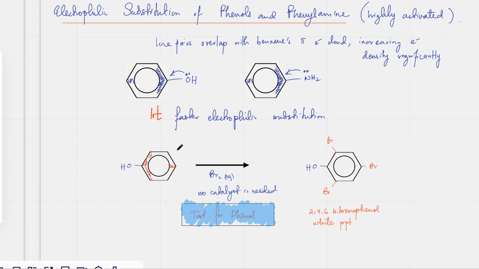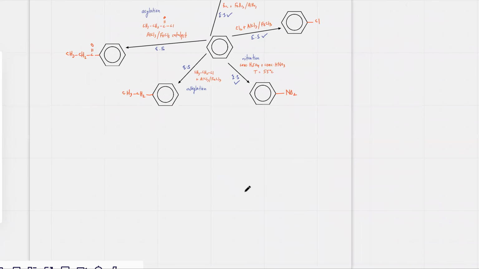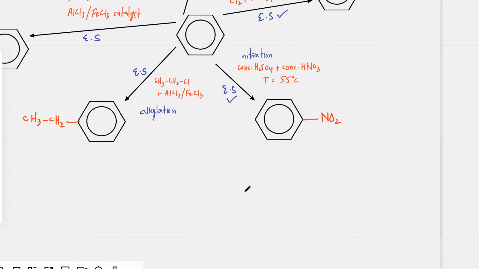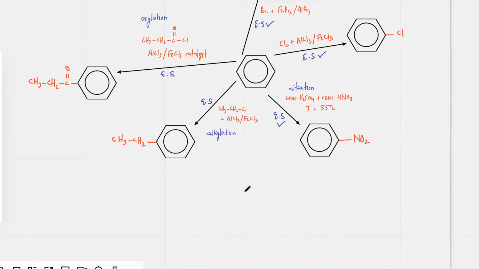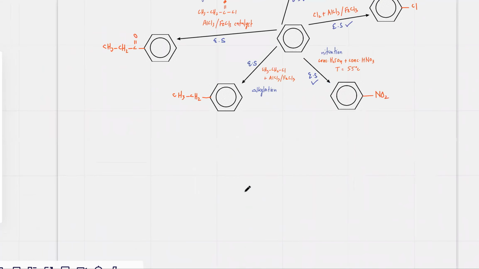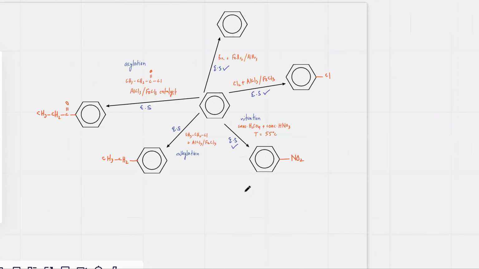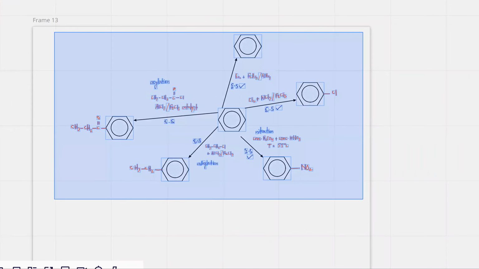So it's going to be a lot faster electrophilic substitution reaction, and no catalyst would be needed in this case. So the conditions kind of change. I'm going to add this to the chart that we were making. I've got an alkyl chain here. Same thing with phenols. You get exactly the same electrophilic substitution reactions with phenols.